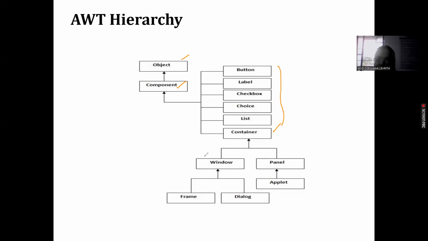Of those container classes, one is the Window class and another is the Panel class. From the Window class, two classes are derived: one is the Frame and another is the Dialog class. And from the Panel, there is a derived class, the Applet class. Out of all these container classes, we generally use Panel, Applet, Frame, Dialog and Window. We rarely use these two classes, but Frame, Applet, and Panel we frequently use, especially these three.